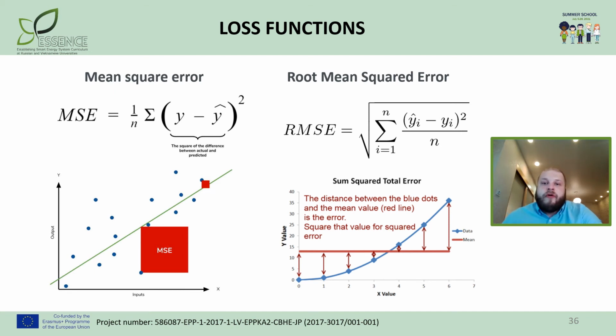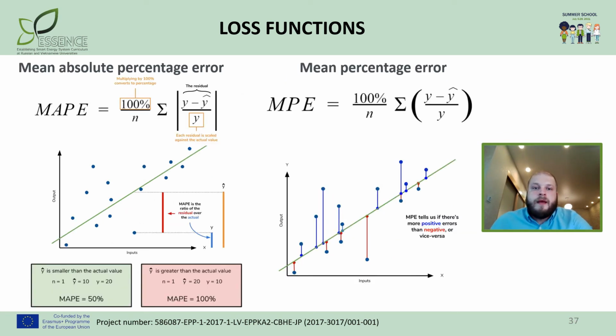Actually, if you are worried about the outliers in your model, this is the metric that you should look at. Root mean square error measures the distance between the mean value and the corresponding dots on the function. And if you want to get the squared error, just square RMSE and get the corresponding result.